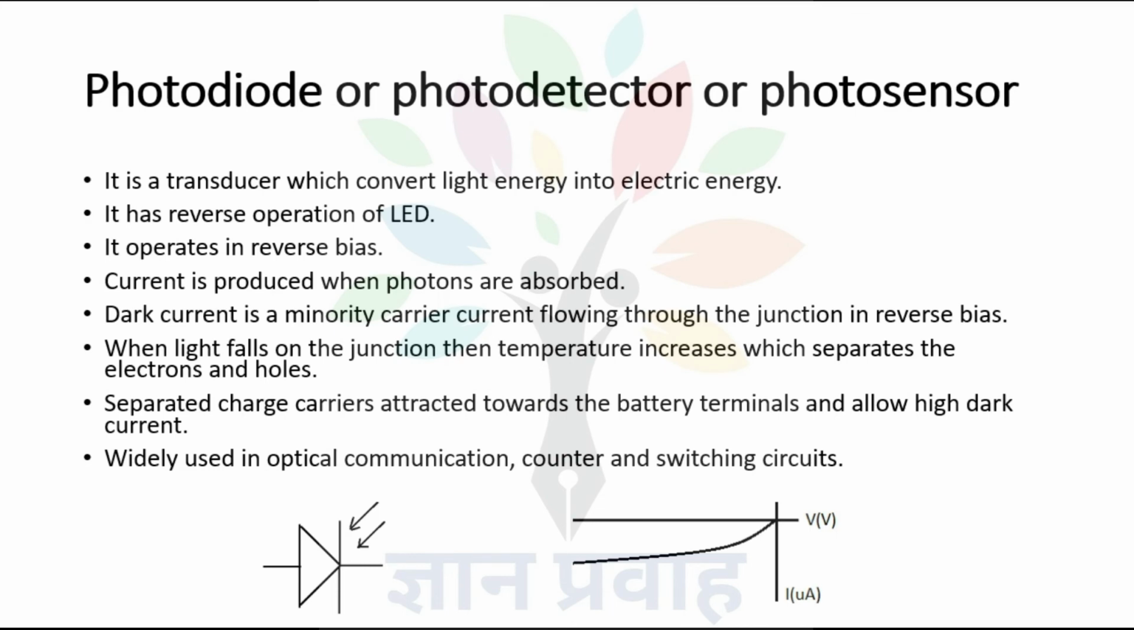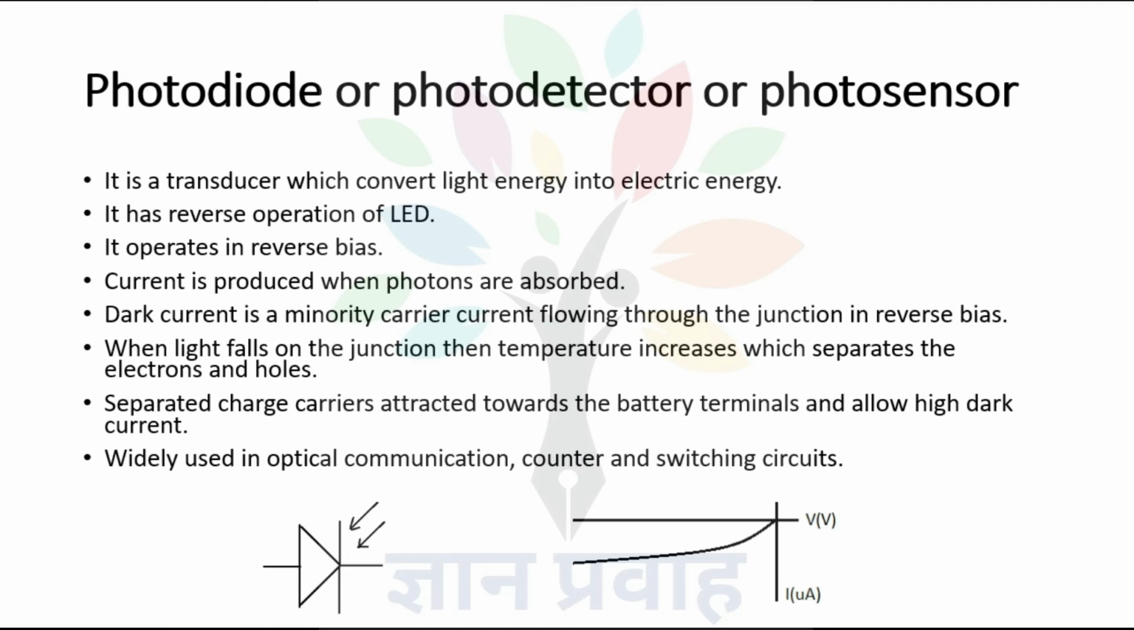Photodiode, or photodetector, or photosensor. It is also a transducer which converts optical energy, or light energy, into electrical energy. It has just the reverse operation of an LED. An LED operates in forward bias of the PN junction diode, which means the photodiode operates in reverse bias of the PN junction diode.